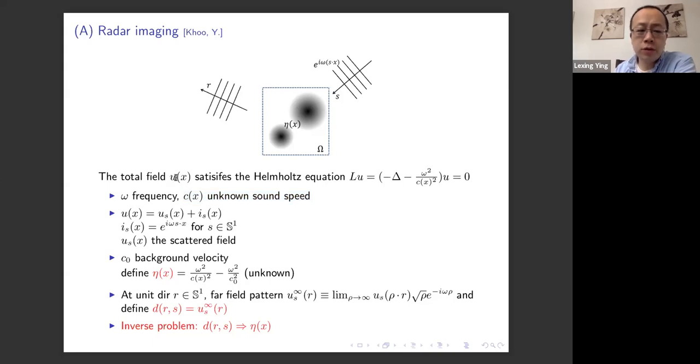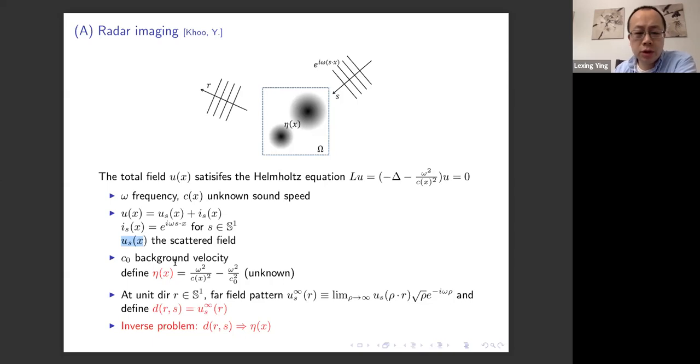The total field u(x) has two parts. The first part is u^i, and the second part is u^s. The u^i is the incoming wave field in a specific direction. I'm sending in the incoming wave, a plane wave in direction s. After it interacts with the material, it scatters to various directions. Here, for example, it is scattered to direction r. The whole scattered field is denoted by u^s.